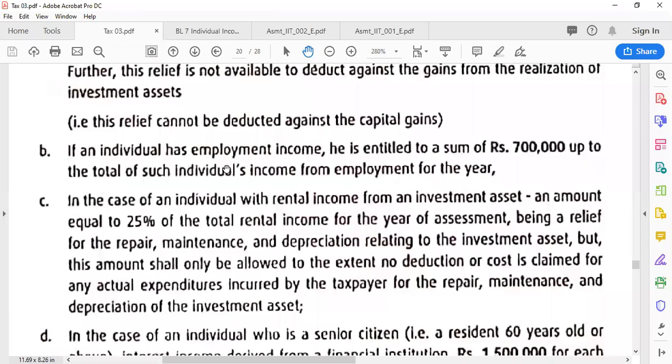Right, if an individual has employment income, he is entitled to a sum of rupees 700,000 up to the total of such individual's income from employment for the year, right?